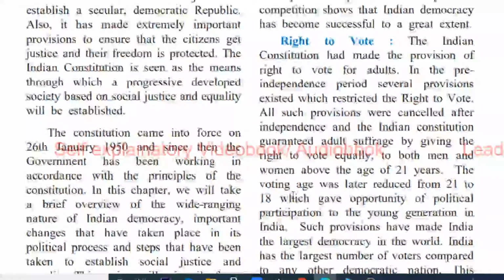Right to vote. The Indian Constitution has made the right to vote available to all adults. In the pre-independence period, several provisions existed which restricted the right to vote. All such provisions were cancelled after independence, and the Indian Constitution guaranteed adult suffrage by giving the right to vote to both men and women above the age of 21 years. The voting age was later reduced from 21 to 18, which gave an opportunity for political participation to the young generation in India.